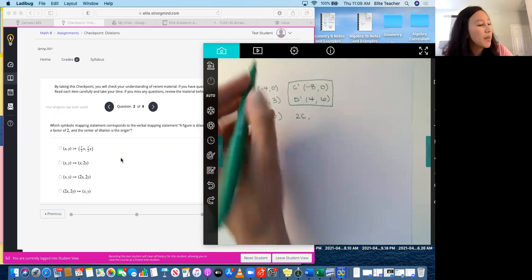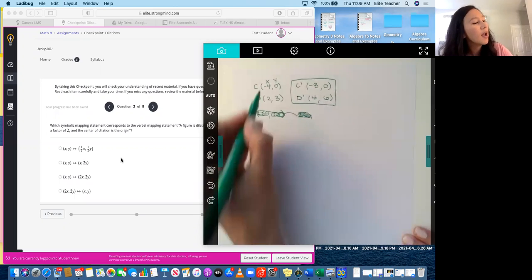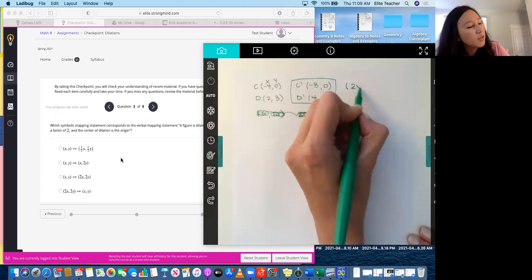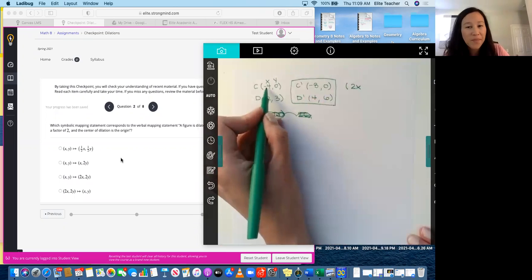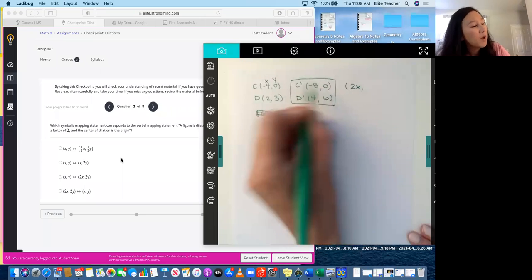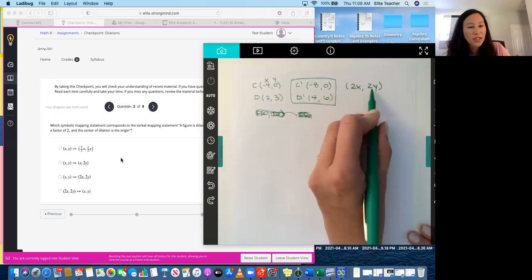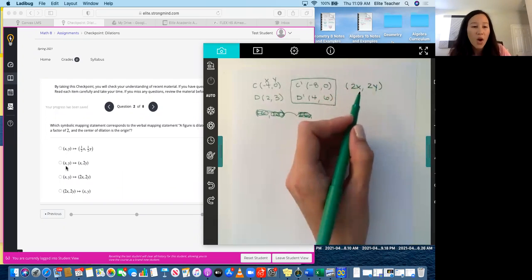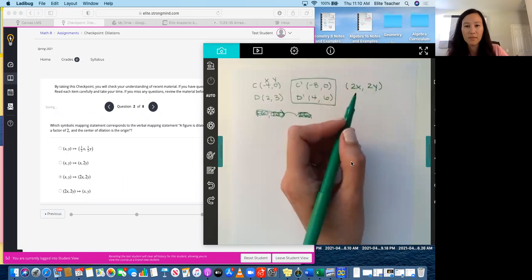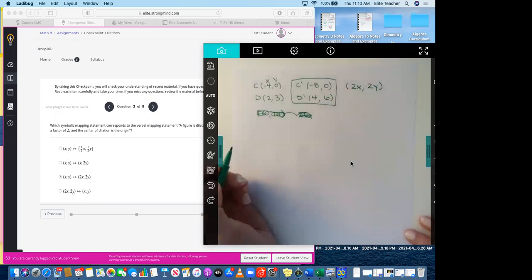Sorry, it wasn't point C and D, it was X and Y. So to get C prime, to get the X value, we multiplied 2 times X when our scale factor was 2. And then to get the Y value for C prime, we multiplied the original value by 2. So if the scale factor is 2 and we're starting with the point X and Y, we're going to multiply the X times 2 and the Y times 2.